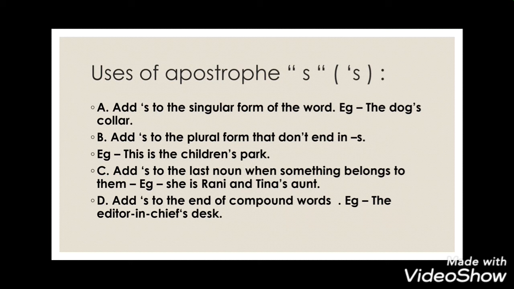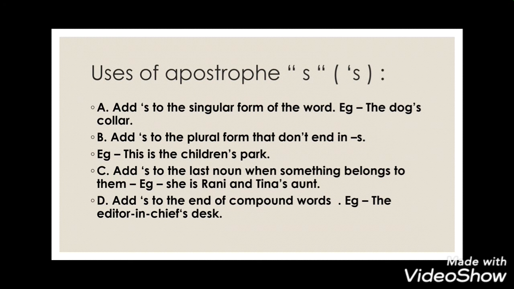Now number 3, add apostrophe s to the last noun when something belongs to them. Say for example, she is Rani and Tina's aunt. In the example you can notice that the aunt belongs to both Rani and Tina, but we have put apostrophe s on Tina only. Why? Because in case of belonging to two nouns simultaneously, we use the apostrophe on the last noun only, not the first one.